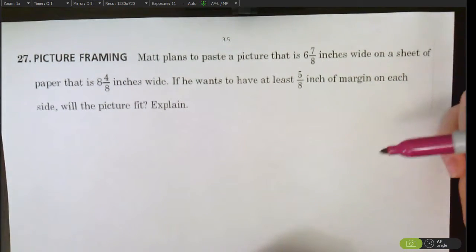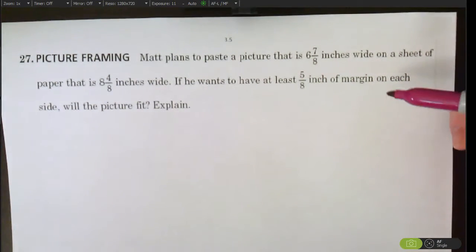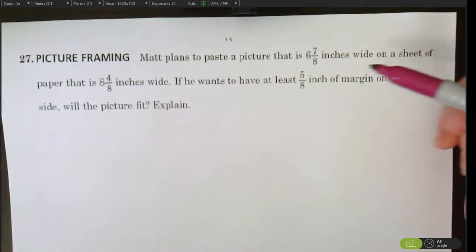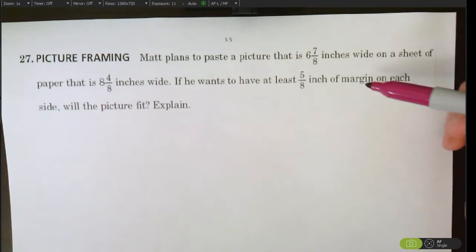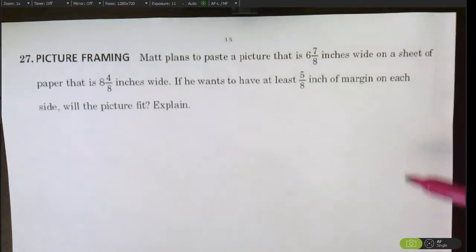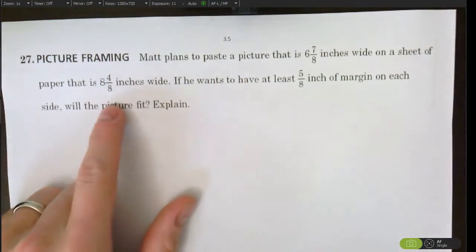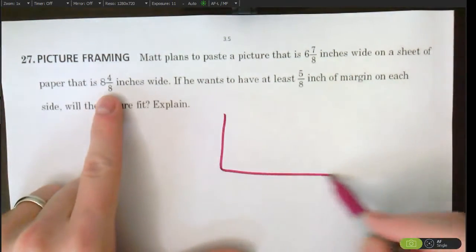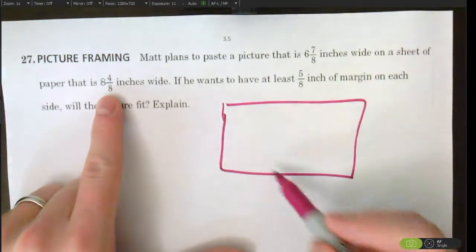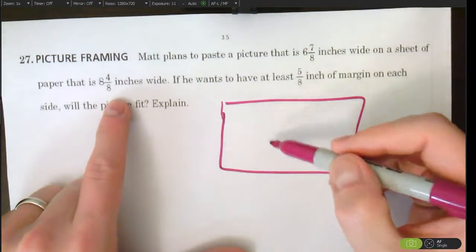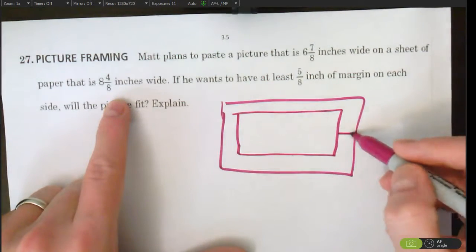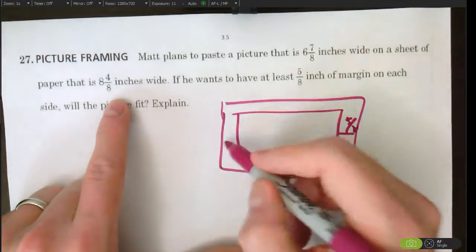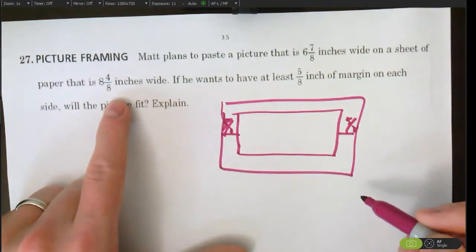is Matt with this picture frame. So Matt plans to paste a picture that is 6 7/8 inches wide on a sheet of paper that is 8 4/8 inches wide. If he wants to have at least 5/8 inch of margin on each side, will the picture fit? Well, the question is this. Let's say we have our picture. Here's our mat, which we're going to put it on, and then he's going to put his picture on here. What he wants is to make sure there's 5/8 inches here and 5/8 inches here.